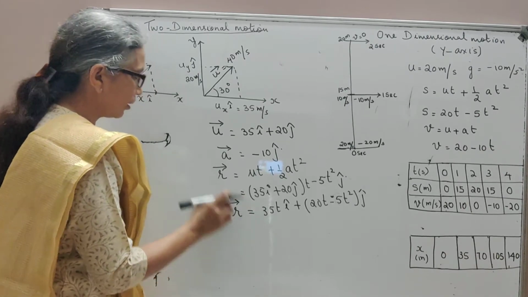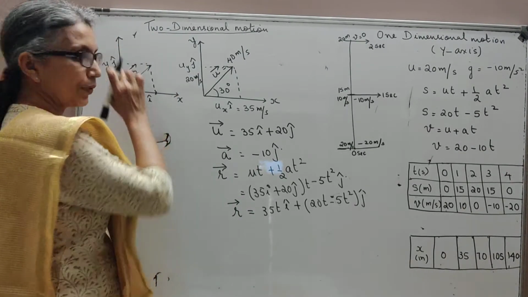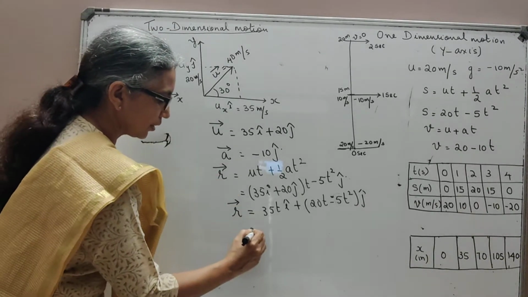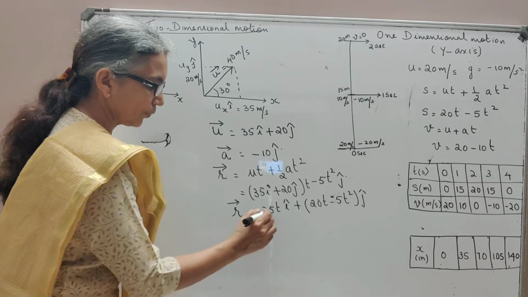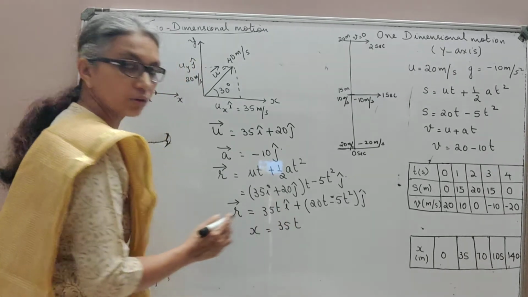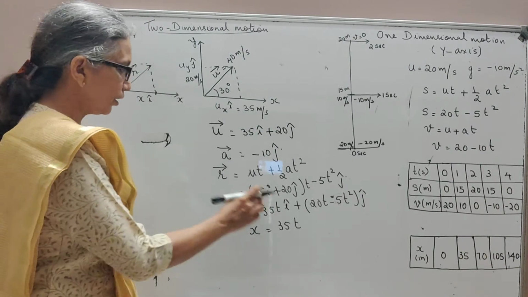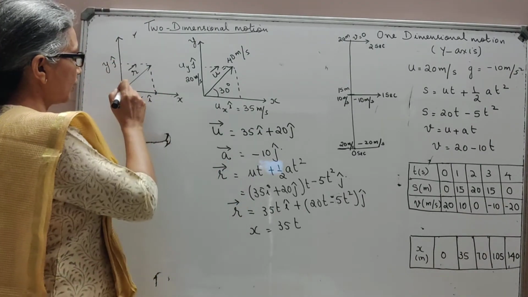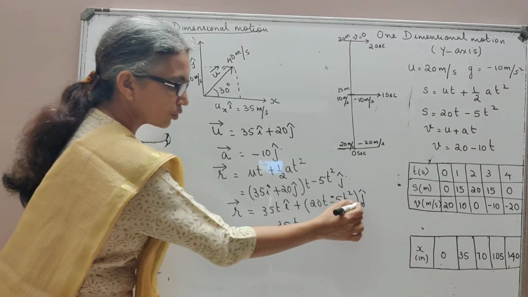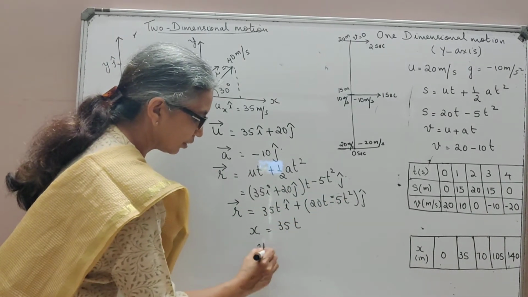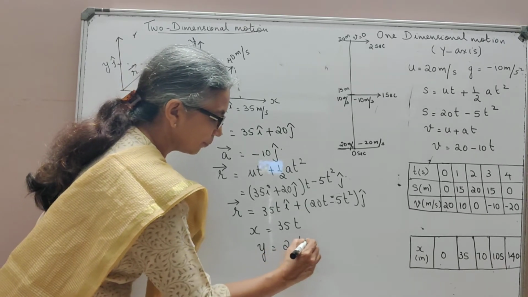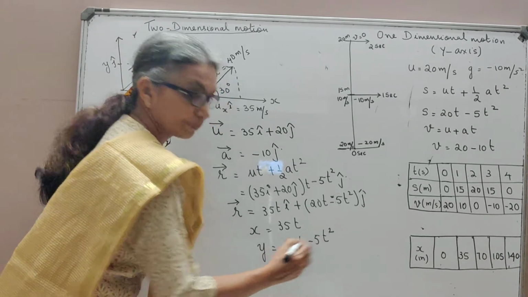Now if you compare this r vector with its components x i cap and y j cap, you know that the magnitude along the x-axis, that is x, should be equal to this 35t, because that is along the x-axis. Similarly, y j cap would be the component of r along the y-axis. If you see, displacement y along the y-axis will be 20t minus 5t square.